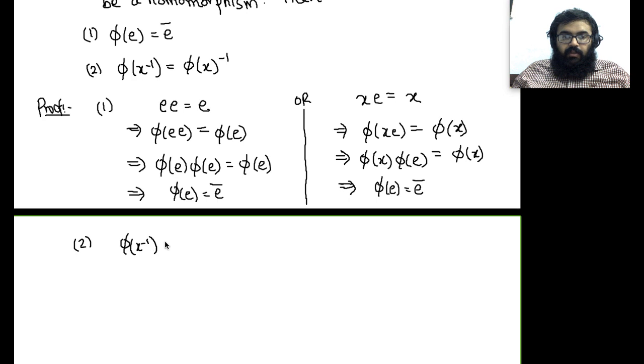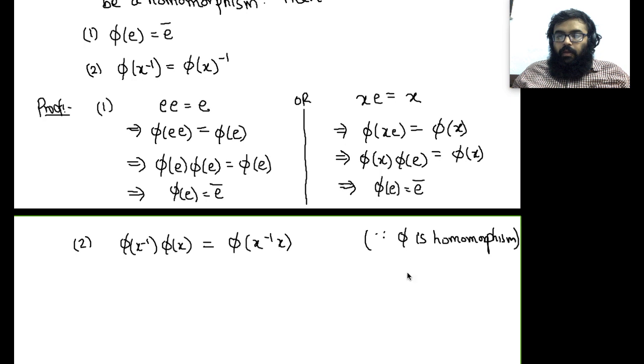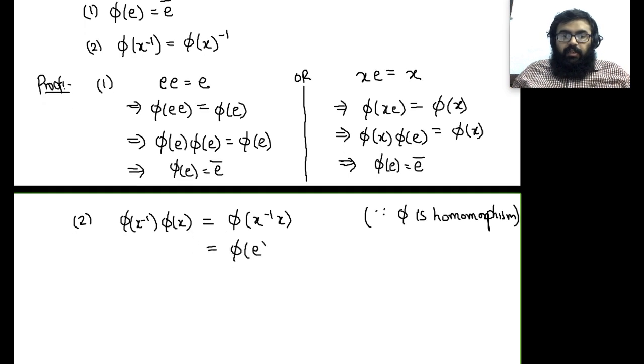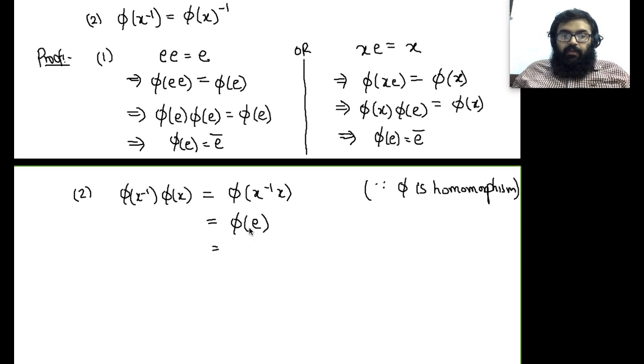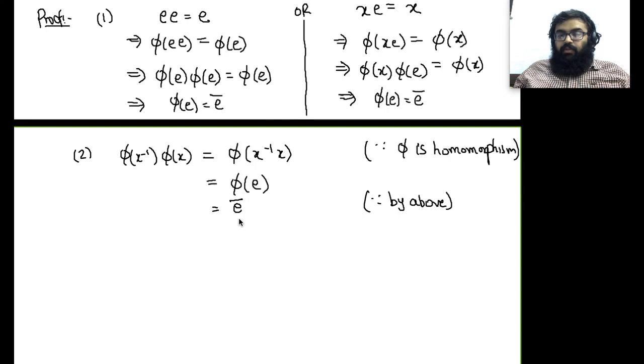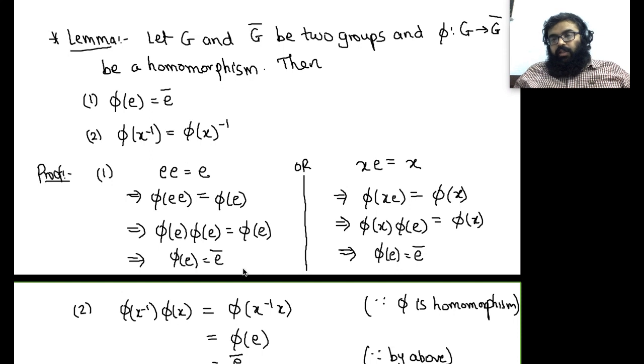Phi of X inverse times phi of X equals phi of X inverse X, since phi is a homomorphism. And what is phi of X inverse X? X inverse X is the identity in the group G. And what is phi of E? It is nothing but E bar, by the first part, which we just proved. So phi of X inverse times phi of X equals E bar, thus phi of X inverse is the inverse of phi of X. Very simple proof, that is why I gave it as an exercise, and as you can see now, it is very easy. So this was the first observation which we have seen.